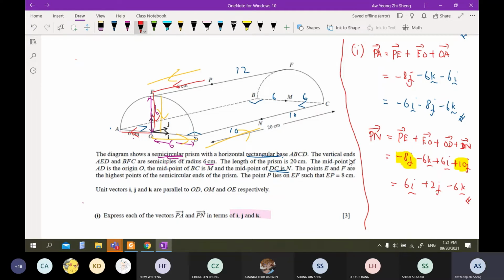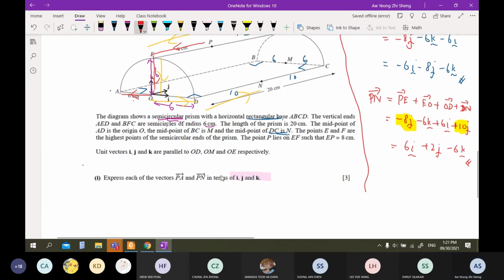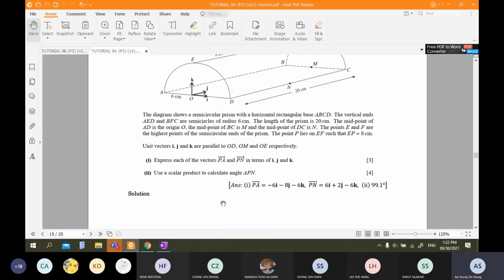Okay, next, continue with part 2. Use scalar product to calculate angle APN. I think this should be very simple. I will just leave it for you to do on your own.